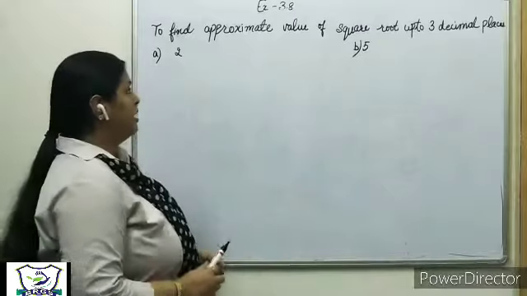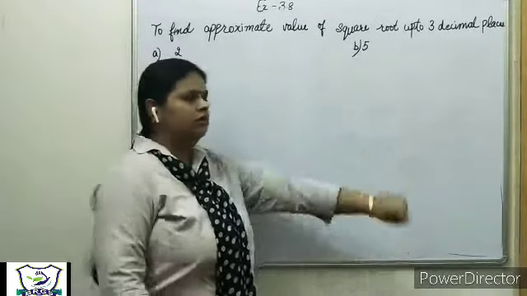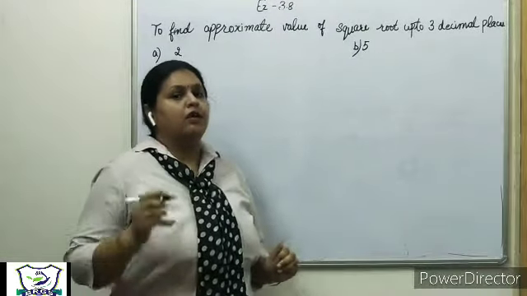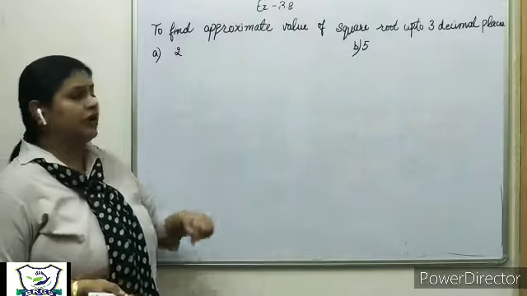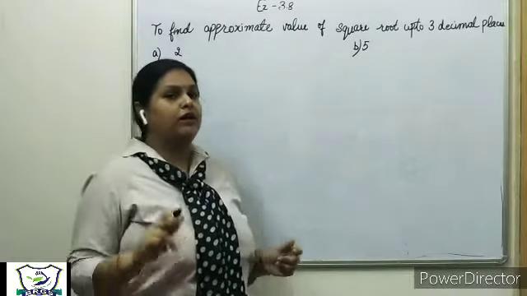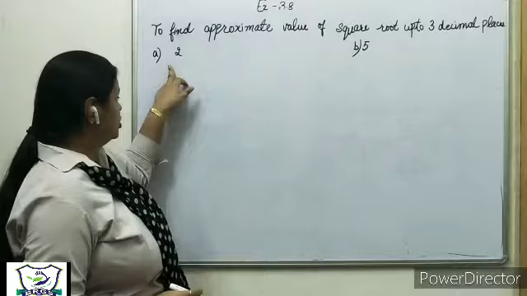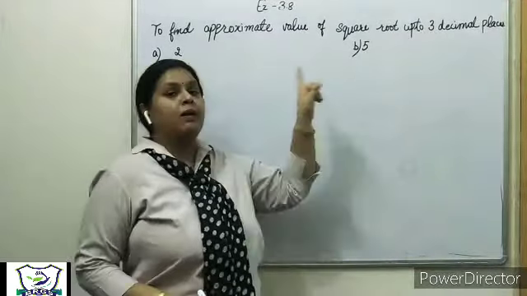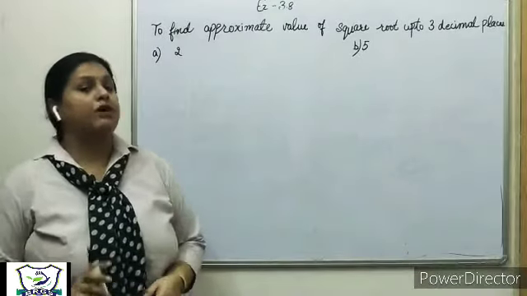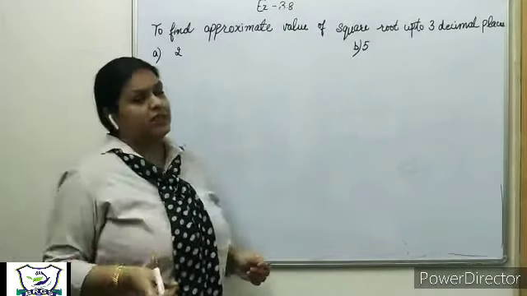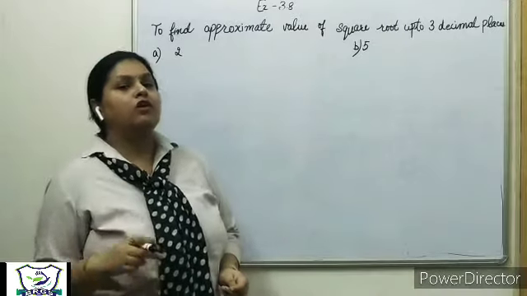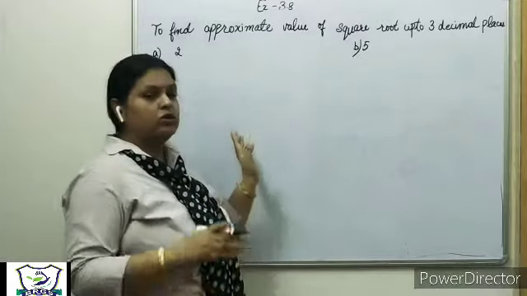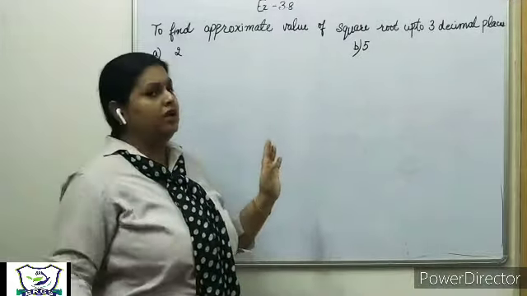Next topic is to find the approximate value of a square root up to some number of decimal places. Like here I have taken up to 3 decimal places. Why do we need to find the approximate value of a square root? Because the number is not a perfect square. For example, here it is 2, here it is 5. We have to calculate the square root of 2 and 5, but 2 and 5 both are not perfect squares. So in such cases we can find the approximate value of the square root by the division method by putting zeros to the extreme right of the decimal part.